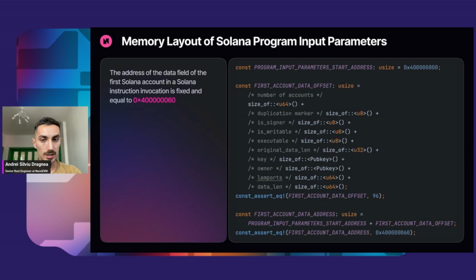So this whole calculation here is 96 bytes long, and it's very interesting to see that the first account data address is fixed for any Solana transaction that you will ever encounter, and is basically equal to this value, 0x4 and the 6 at the end. What this means is that for any Solana program invocation, when you call it, the Solana runtime will fix the first account at a fixed address in the address space of the program. And this is a very important invariant for us when we look at what comes next.